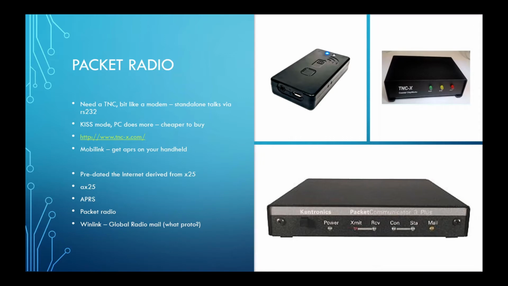The very early TNC devices were quite intelligent and did all of the processing. You can get TNCs which are called KISS mode, where the PC does more. They're cheaper to buy. Packet radio predated the internet almost. It was based around X25. It's known as AX25. It's used for APRS, which is Automatic Positioning Reporting System, and also WinLink uses it, which is like a global radio email system.